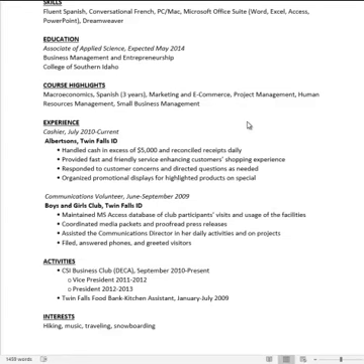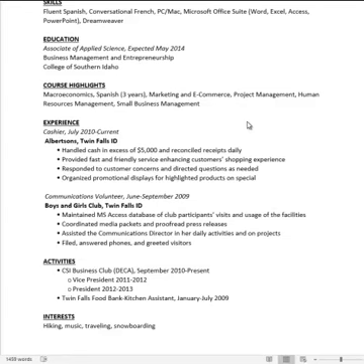Notice how in the Albertsons job experience, it's handled cash in excess of $5,000 and reconciled receipts daily. So anytime you can pull something like that in, phenomenal.